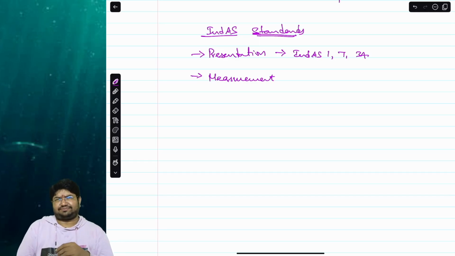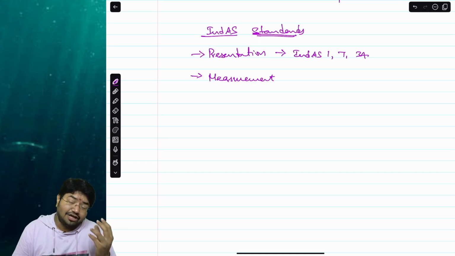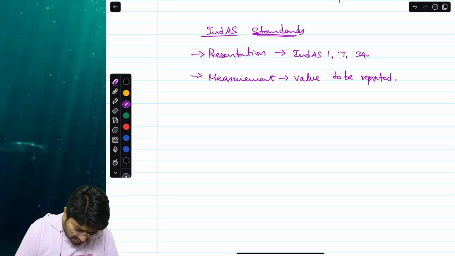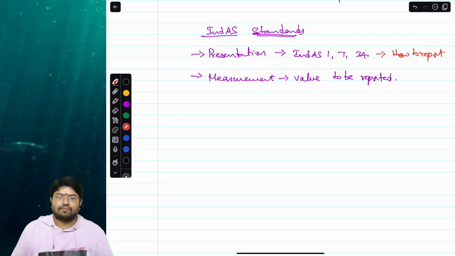When it comes to measurement, these talk about how various events should be measured in the financial statements on the balance sheet date or the financial reporting date. At what value should you show? That is why you call them measurement-based standards. It talks about the value to be reported, whereas the first one talks about how to report.